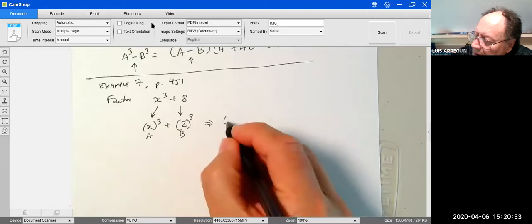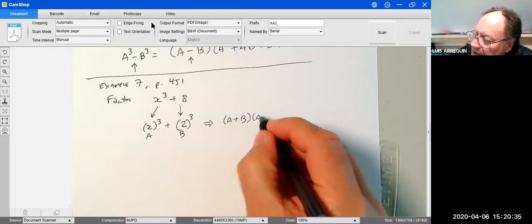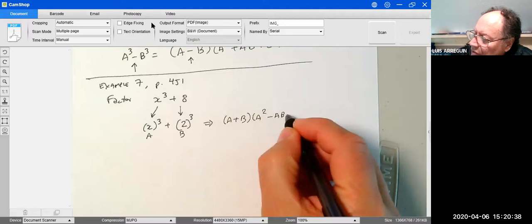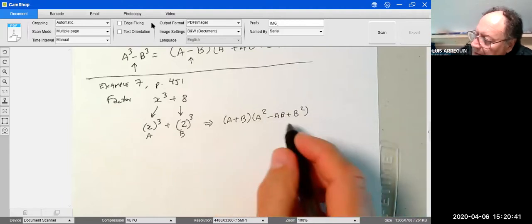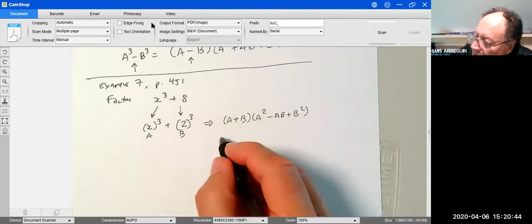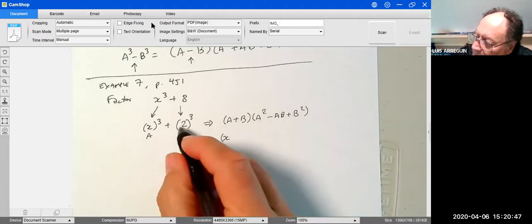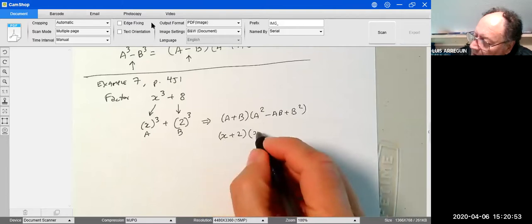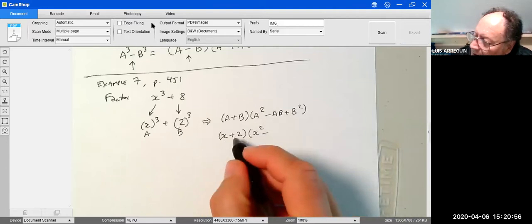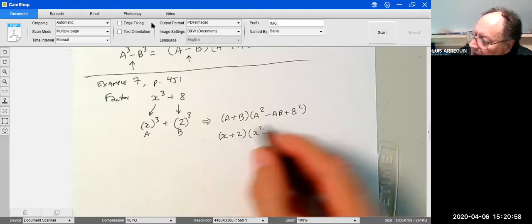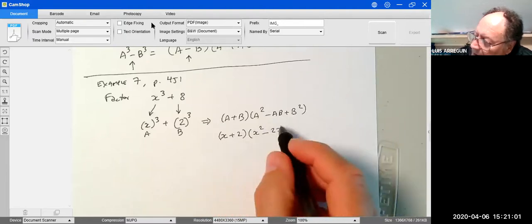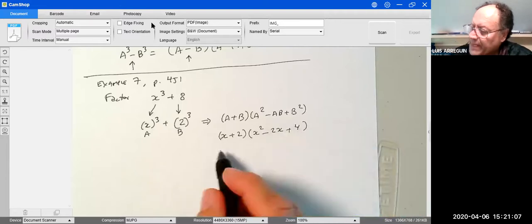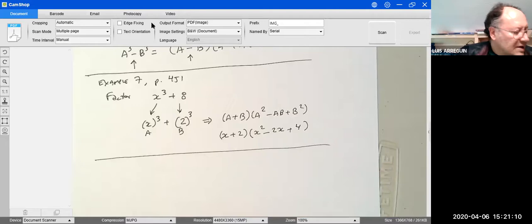So you're going to write a plus b, a squared minus ab. So you copy this from your formula sheet, and then just replace every term here. So you have a is x plus b, which is 2. Then we have a squared is going to be x squared minus ab, a times b, so 2 times x. Then finally plus b squared, which is 2 squared, is going to be 4. So that's example 7.